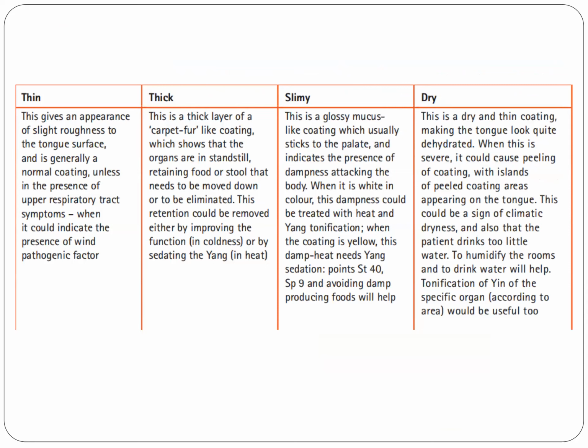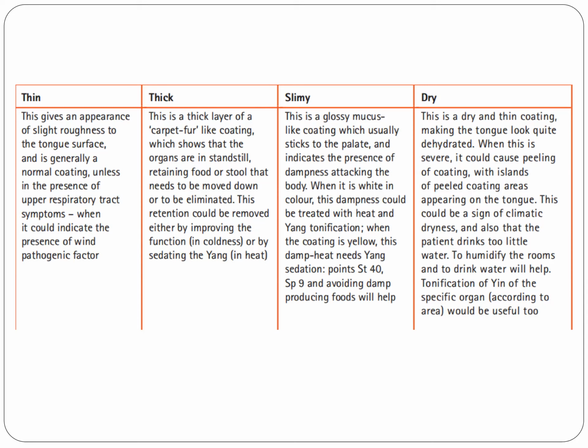Now we have here differentiation of tongue coating: the thin, thick, slimy, and dry. Thin gives an appearance of slight roughness to the tongue surface and is generally a normal coating unless in the presence of upper respiratory tract symptoms, when it could indicate the presence of wind pathogenic factor.